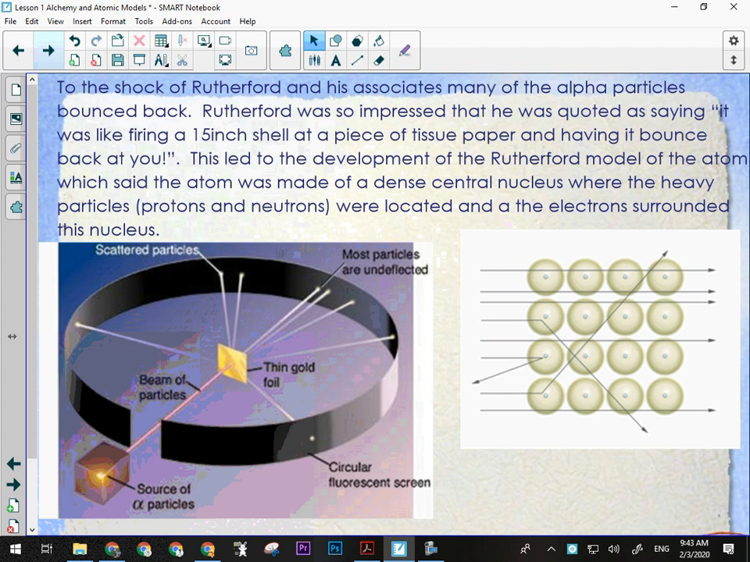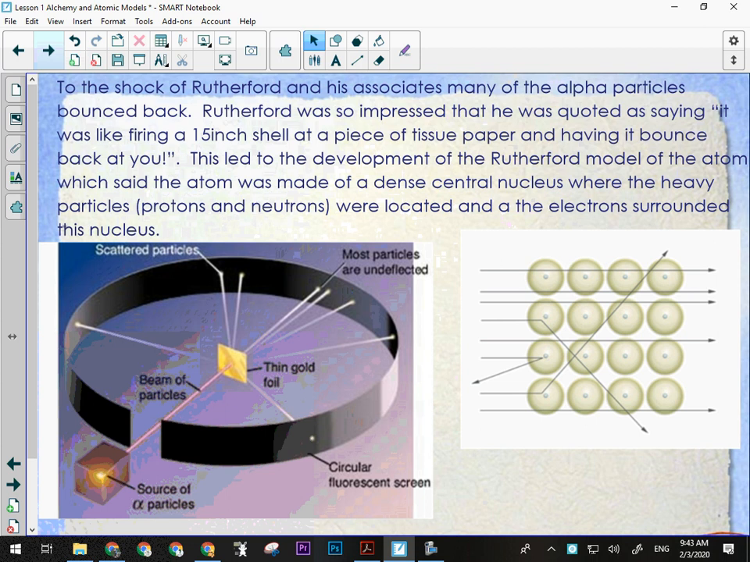Lots of them got all the way through. They didn't hit any nuclei on their way through, so they went straight to the back. Other ones would hit the nucleus almost straight on and bounce back. This was shocking to him because it wasn't what he predicted would happen. He said it was like shooting an artillery shell at a sheet of paper and having it bounce back. He was so surprised at how many of the X-rays were actually deflected, giving us an idea for how big the nucleus and thus the atom really was.